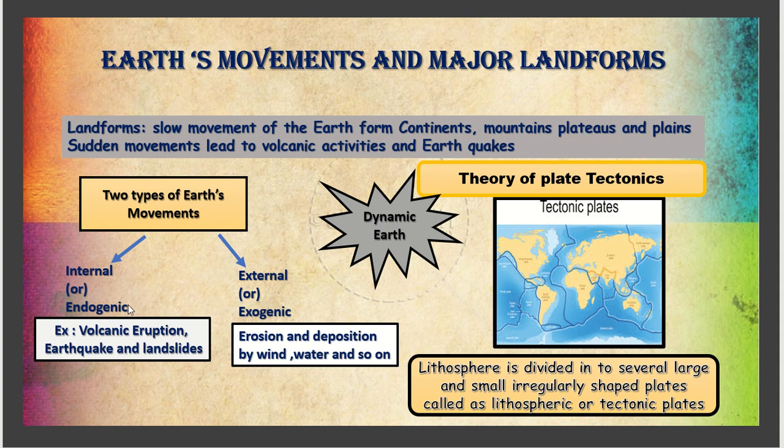So an example for endogenic is volcanic eruption. It happens from inside the ground, inside the earth. Earthquakes and landslides too. Erosion, that means external movement. An example is that it happens because of factors like erosion and deposition by wind and water, that is, rain. These are the factors which make external movements. Now we are going to see in detail about the internal movements and external movements.